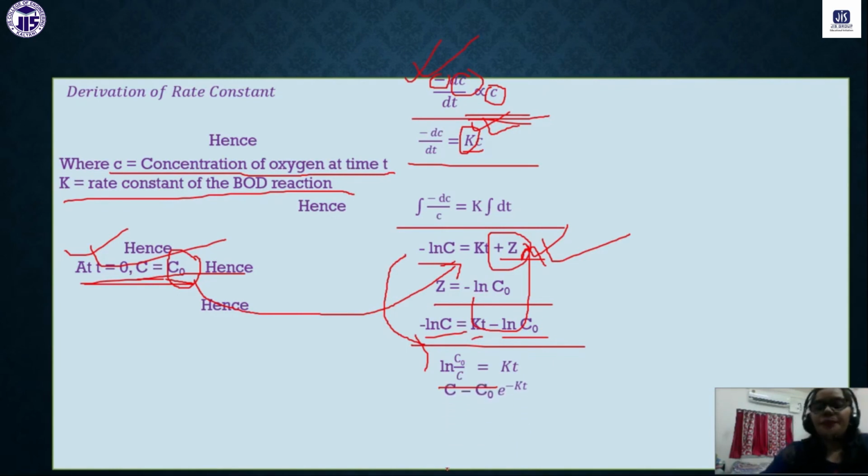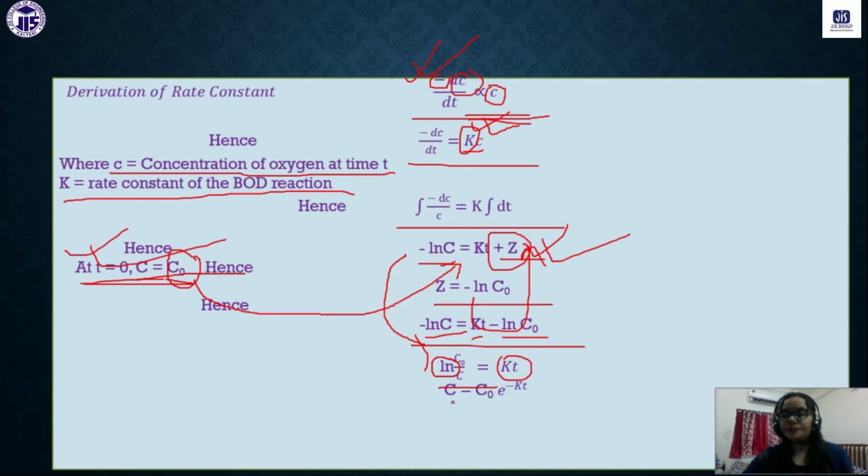Now after this ln C0 by C equals kt, if we want to remove this ln, what will happen? What is the base of the ln? That is e. e is the base of the ln. So if we remove this ln, it should be e to the power kt. This kt will be the power of the e base, right?